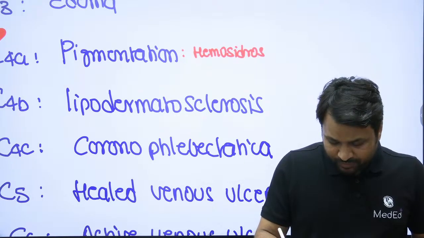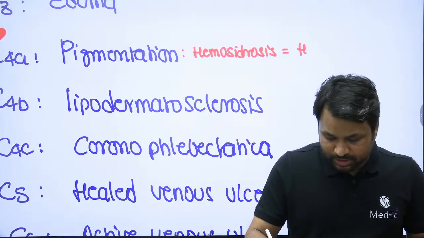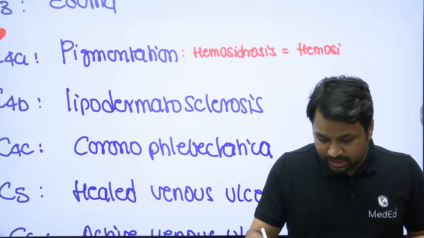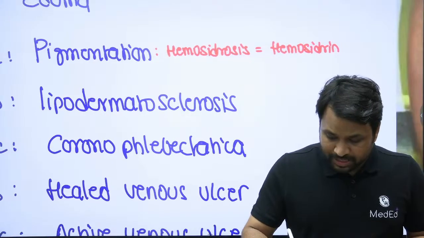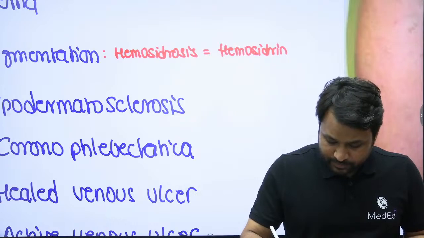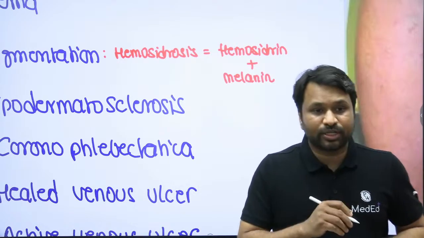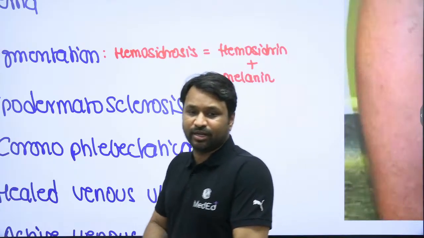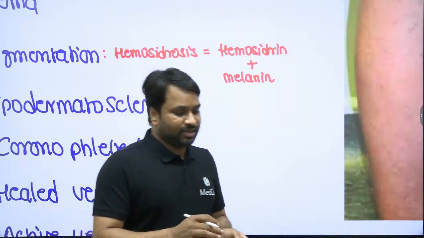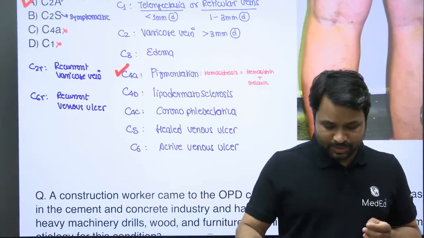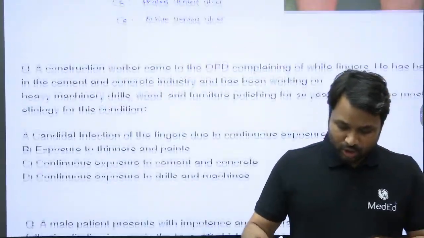What is hemosiderosis? It is hemosiderin plus melanin of the skin. Hemosiderin with melanin of the skin is what we call pigmentation. Absolutely correct. Okay, going on to the next question.